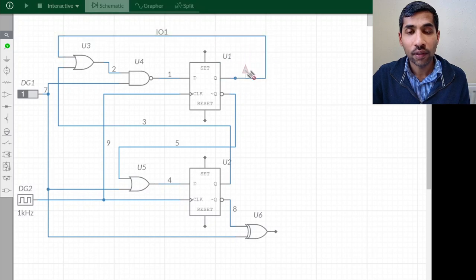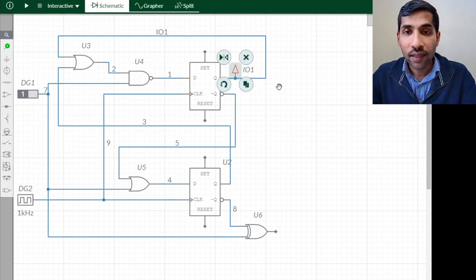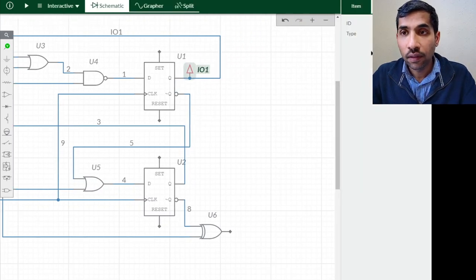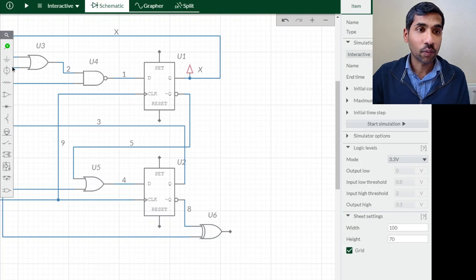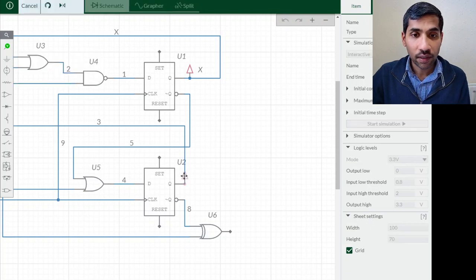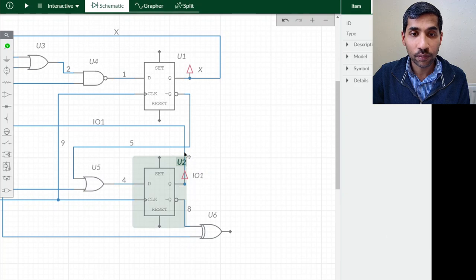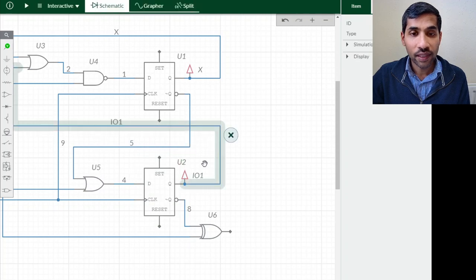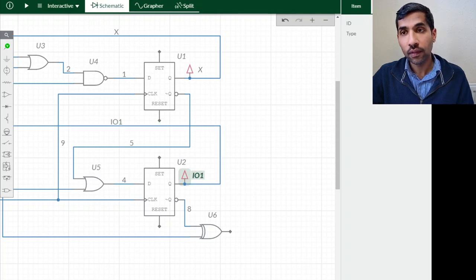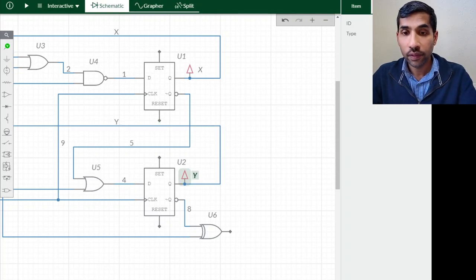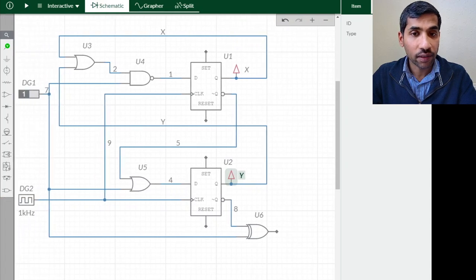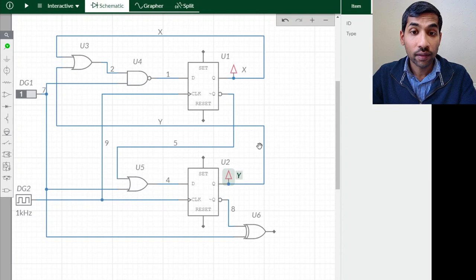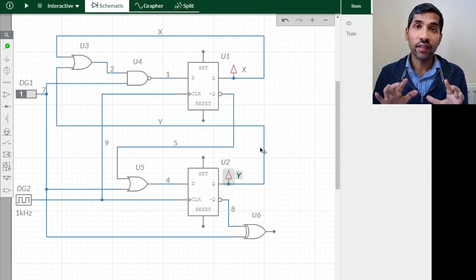So let's call this x. Okay, so that's one state that we have. You can have another state by trying to go here, and let's pull this wire here a little to the left. How do I do that? Okay, and let's rename this state as y. So what I'm trying to say is x and y determine the state in which the circuit is operating.